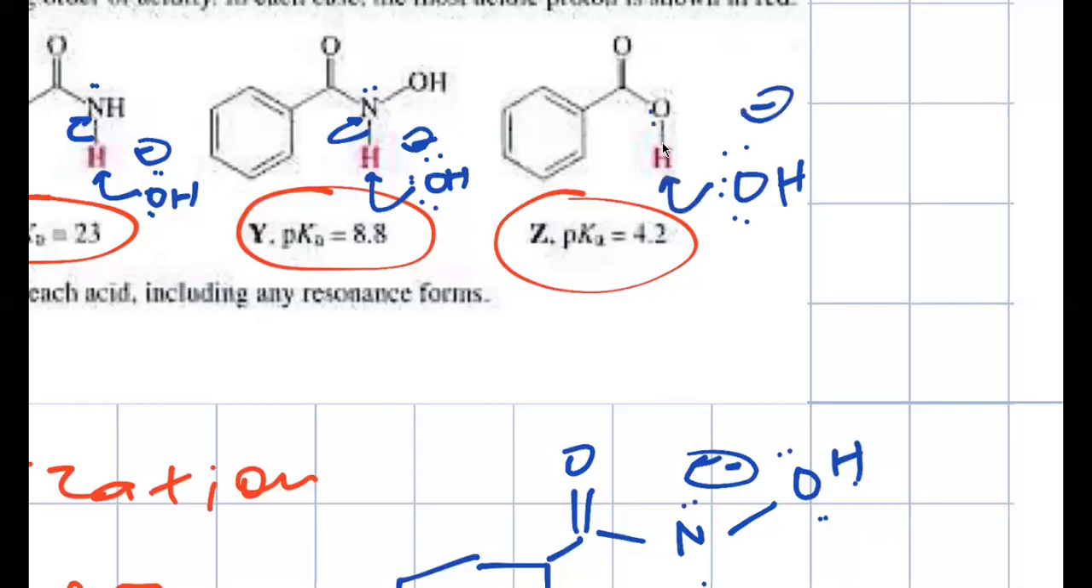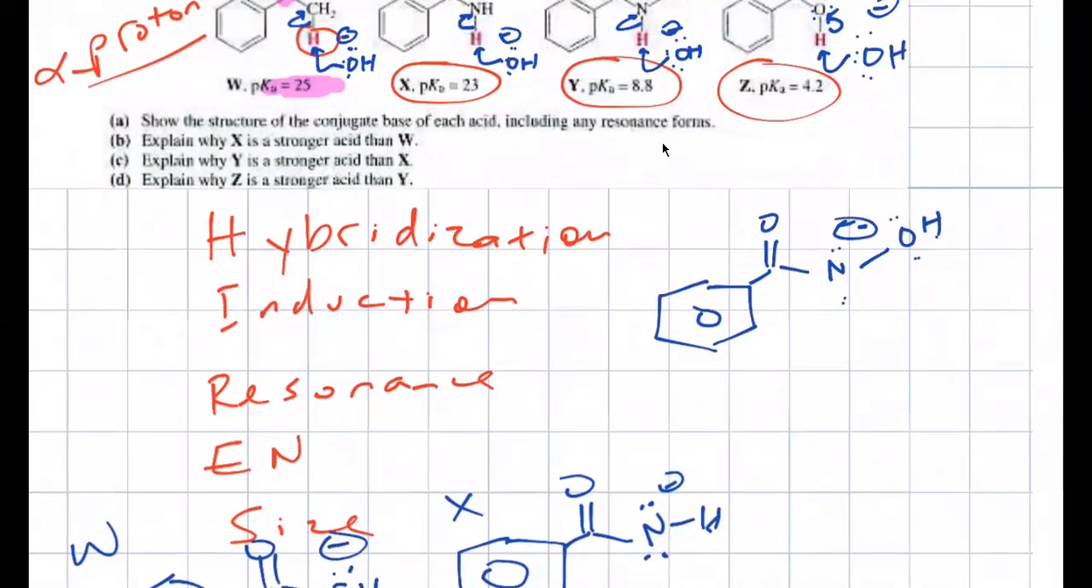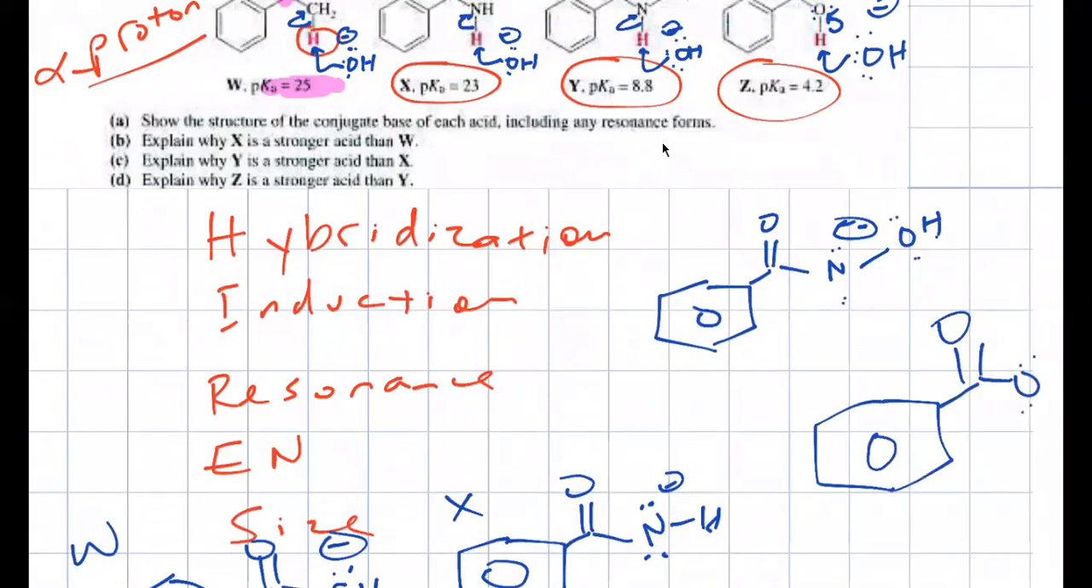Keep in mind, oxygen already has two lone pairs on it, right? So I'm going here, and then boom, giving that pair of electrons back to oxygen. So that conjugate base is going to look like this. That's the conjugate base for Z, and this is why. All right, any questions about that?